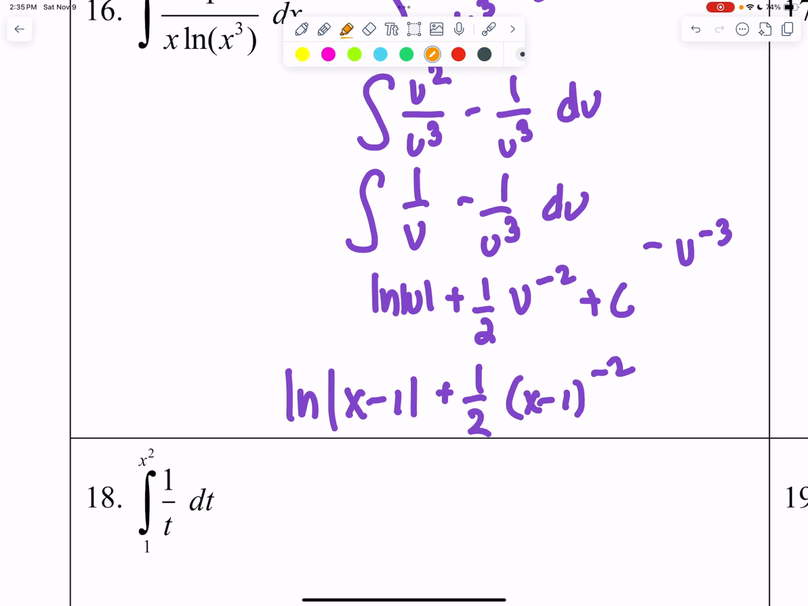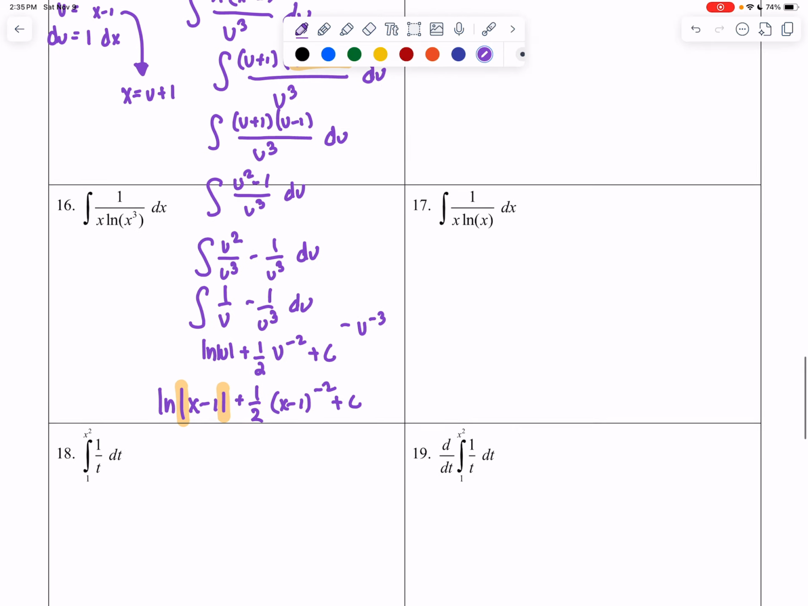Now remember that x minus 1 is negative and positive, so I do want to make sure that I have my absolute value bars here. Then this right here is going to be my final answer. Lots of fun, I know.